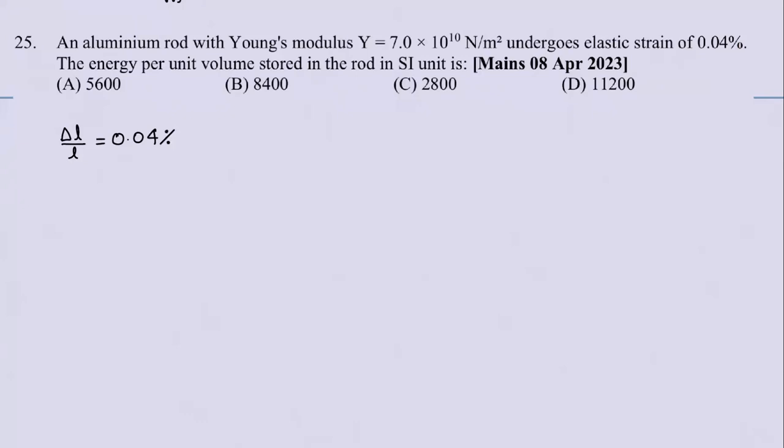0.04 percentage means that is equal to 0.04 by 100. So I can say 4 into 10 power minus 4. This is the only point I would like to tell you, that you have to remember that when percentages are given, you have to divide by 100. Otherwise, you'll go wrong. Okay? Right.